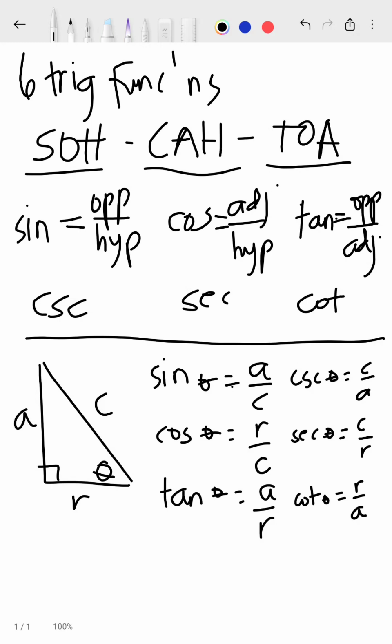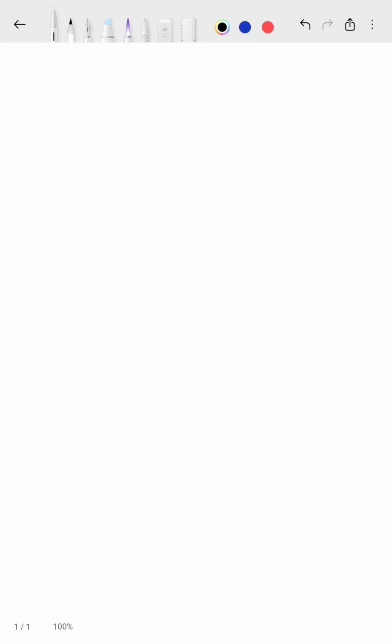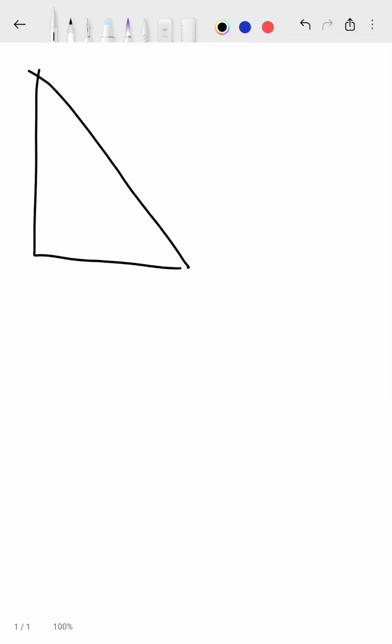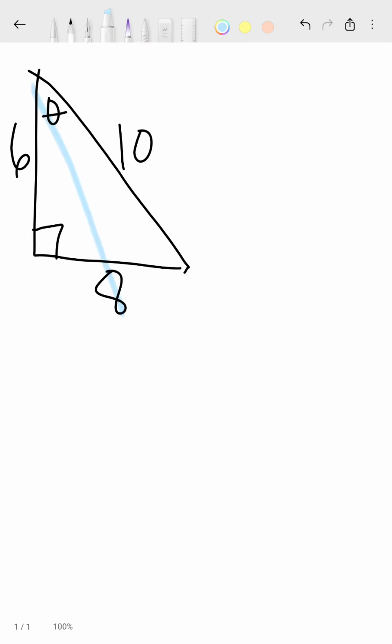Now, let's try this one with a number para po masanay po tayo. So, try natin nasa taas ang theta. Okay. So, kung nasa taas na yung theta natin, tingnan natin, sino na ang opposite niya? Sino na ang katapat niya? Si 8 na. Sino ang adjacent niya? Si 6. At ang hypotenuse, si 10.